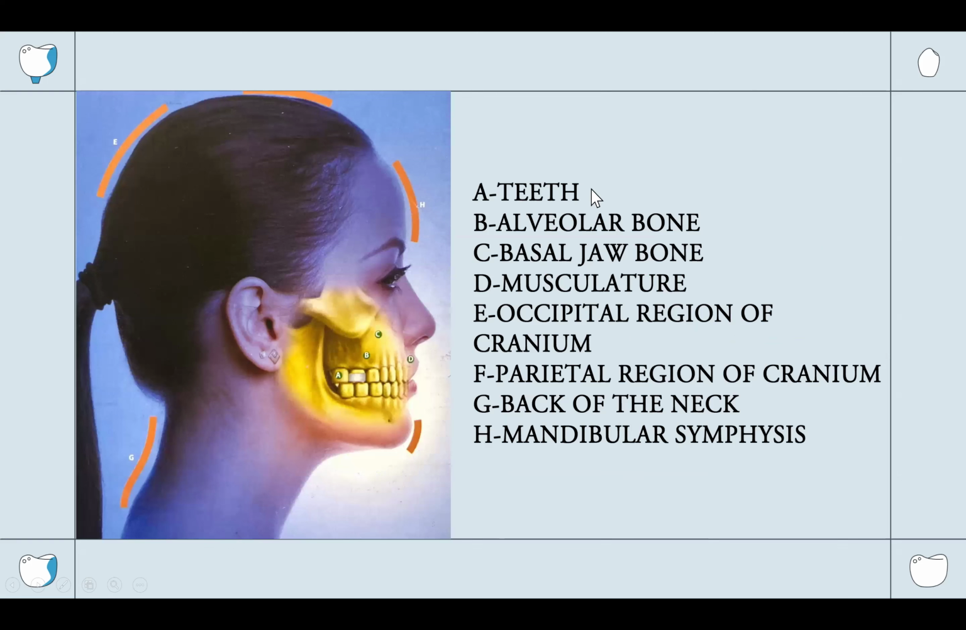So these are the positions of our anchorage units. A, that is the teeth. B is the alveolar bone. C is the basal jaw. D is the musculature. E is the occipital region of the cranium. F is the parietal region of the cranium. G is the back of the neck. H is the mandibular symphysis.